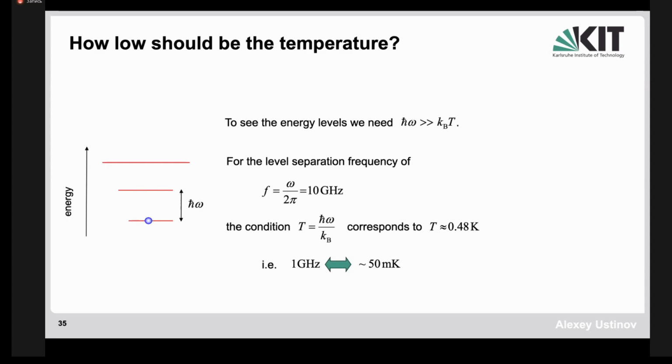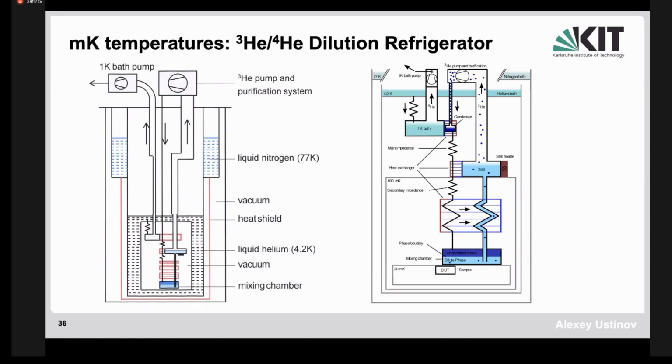So we have to cool down to temperatures of about 50 millikelvin or below to be able to see individual energy levels separated by frequencies of about 10 gigahertz. That's why one has to use a very special technique to achieve these temperatures. This technique is called helium-3, helium-4 dilution refrigeration.